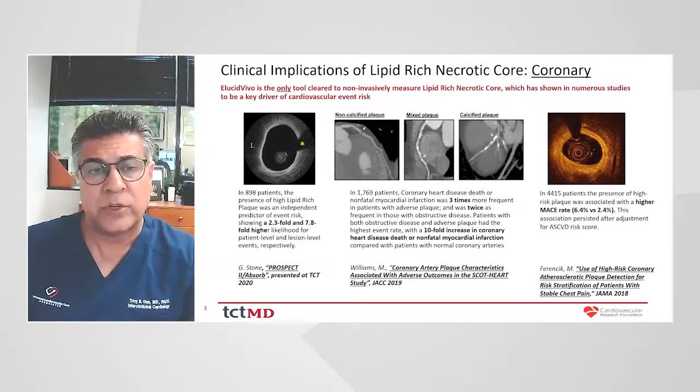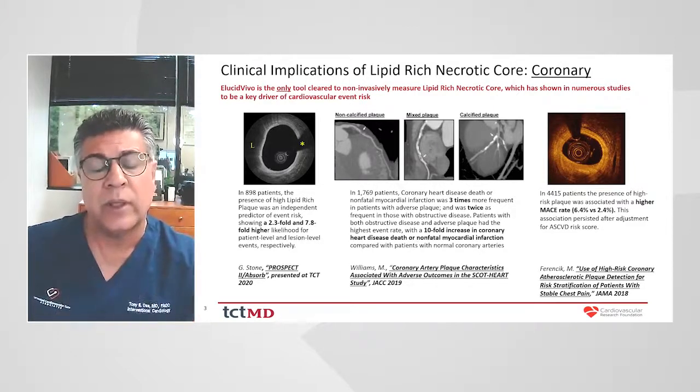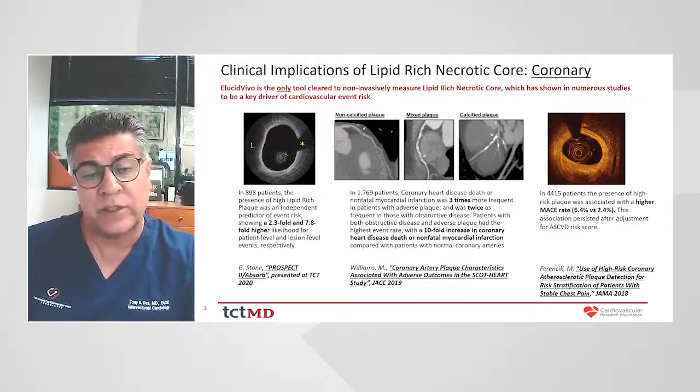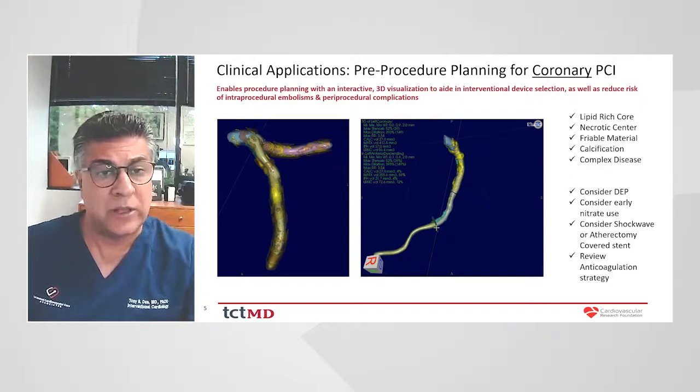But ultimately what you realize is that coronaries are not just small peripheral arteries. And as we learn FFR and invasive ways of correlating the coronary space, are these applicable to the vascular space? And it turns out they probably are. So if you look at coronary pre-procedure planning, as Joe and others mentioned, that 3D visualization can tell you things like lipid-rich core, necrotic centers.